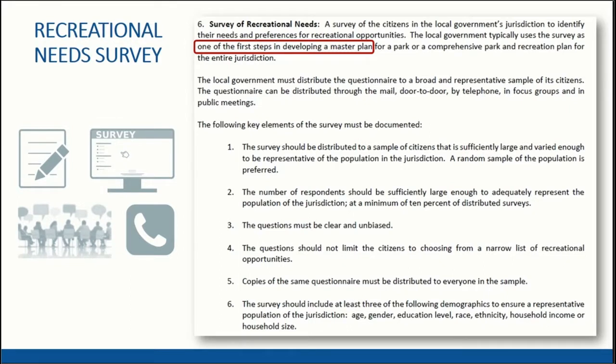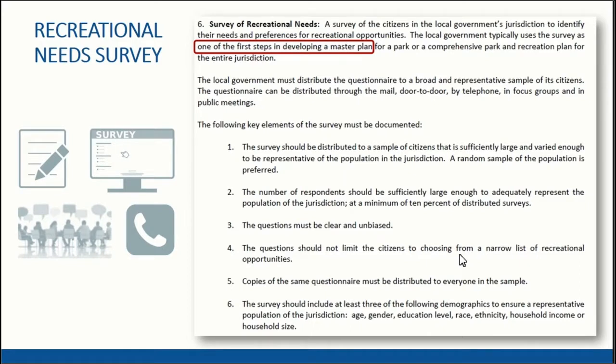Again, distributed to a sample of citizens, large and varied enough to be representative of the population. A random sample is preferred. The number of respondents should be large enough to represent that population. The questions should be clear and unbiased. So you should not limit citizens to choosing from a narrow list of recreation opportunities.